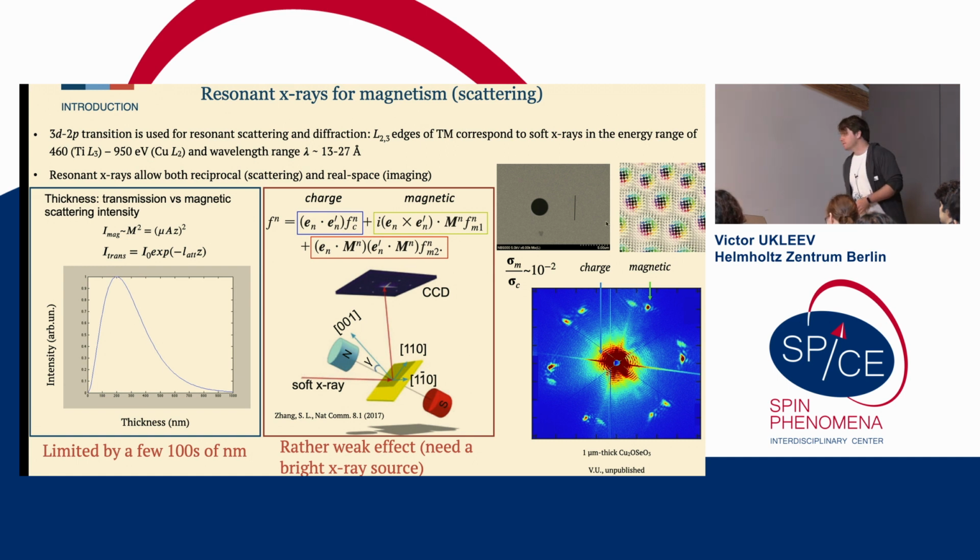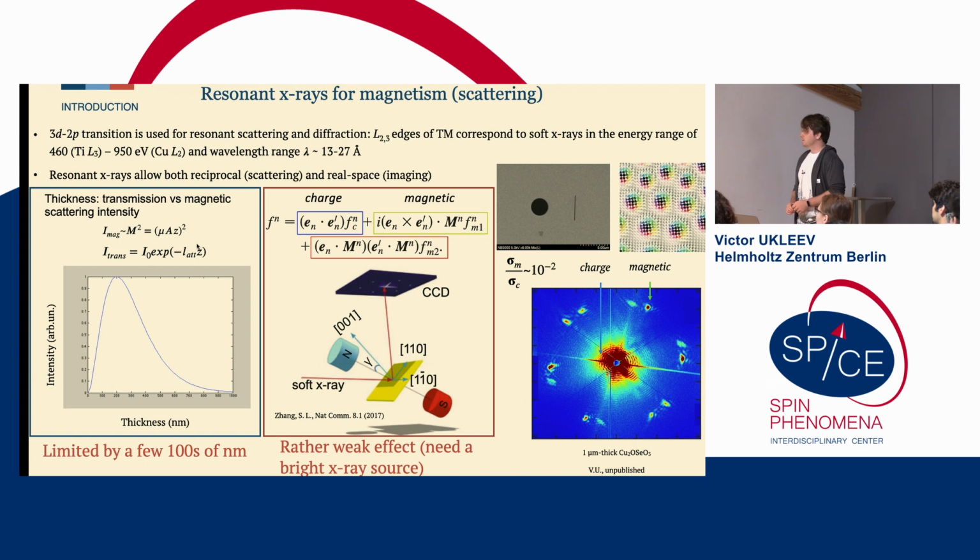And because of these relatively low energies of photons, we are extremely sensitive to the thickness of the specimen, and we can probe only a few hundred nanometers on the surface because for thicker samples, the signal will just be absorbed. So this is a trade-off between the intensity of magnetic scattering, which depends quadratically on magnetization, and the exponential decay of the absorption. So the optimal thickness of the sample you can try to measure is from a few tenths of nanometers to a few hundreds of nanometers.